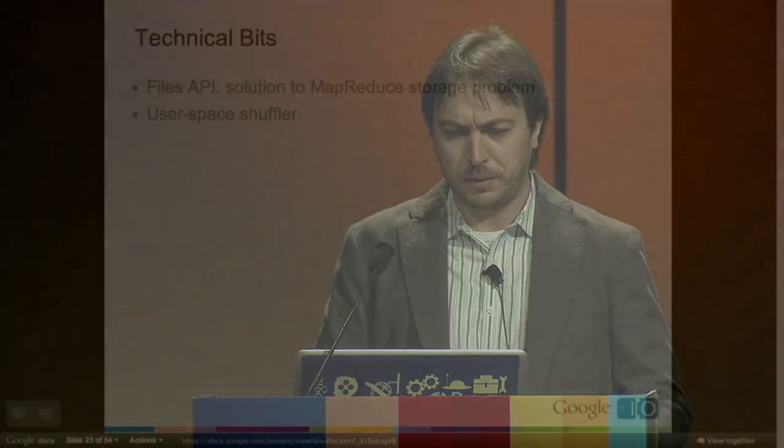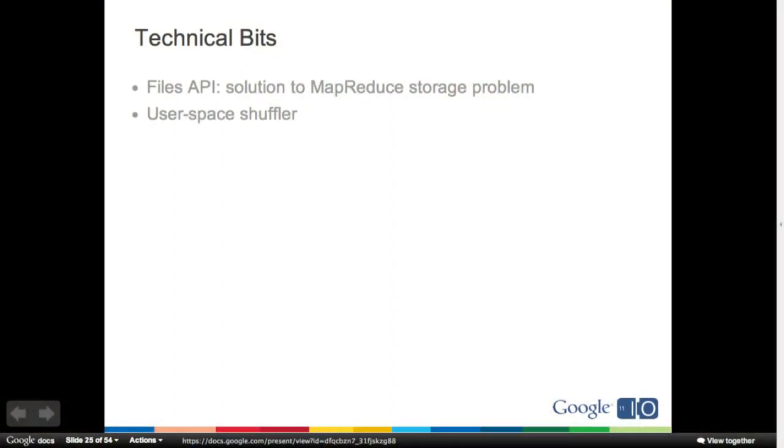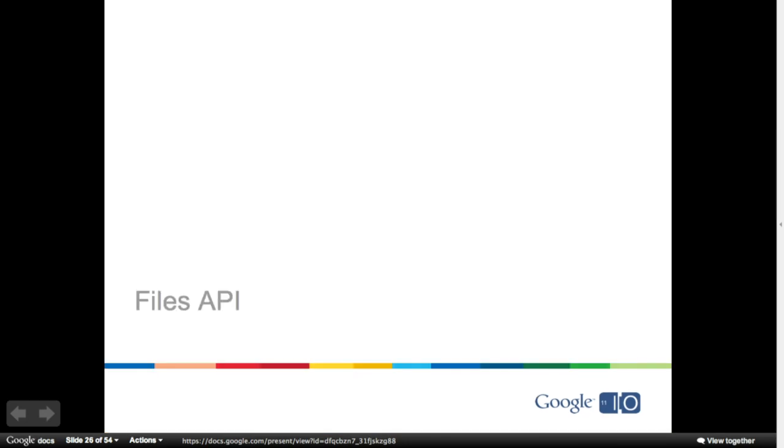And I'm going to talk about 2 things. I'm going to talk about Files API. This was our solution to the MapReduce storage problem. And I'm going to talk about the user space shuffler, about how we built it, which algorithm we use, and so on and so forth.